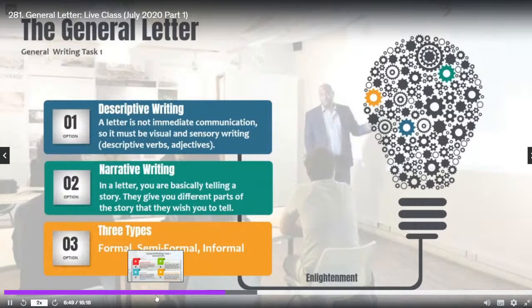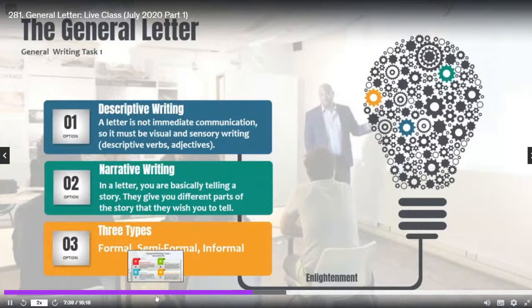You have to really describe your ideas of what you're talking about for each discussion point. In addition to that, you're doing a type of narrative writing. You're telling a story, basically. Whether it is informal, semi-formal, or formal, it is narrative writing and it is descriptive writing. So the more descriptive you're writing, the better you're going to score. The more visual it is, the more sensory it is. Descriptive verbs and adjectives, those really help a score. And then narrative writing: when you're telling a story, all the parts fit together.